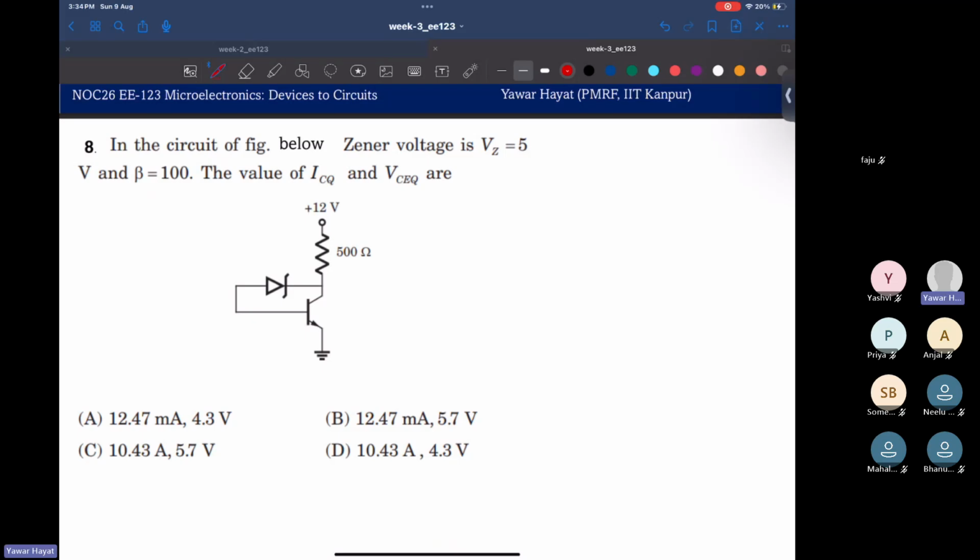In the circuit of the figure below, your Zener voltage is Vz equal to 5 volt and beta equal to 100. The value of ICQ and VCEQ are, again, I'll wait for a couple of minutes. You can attempt this one.